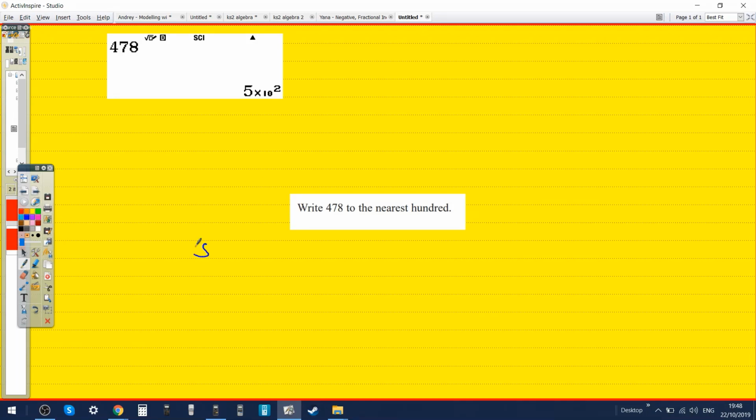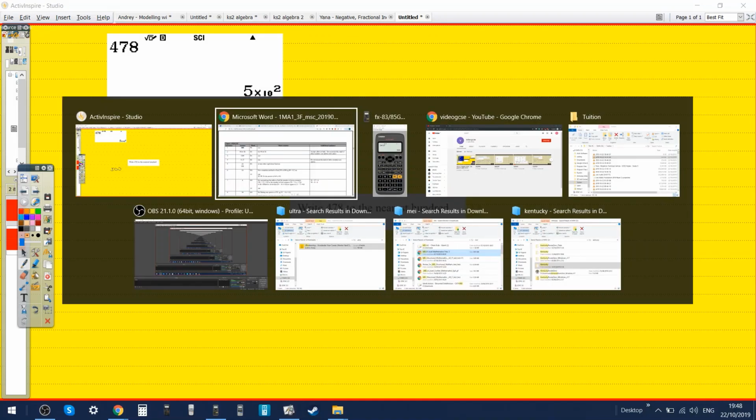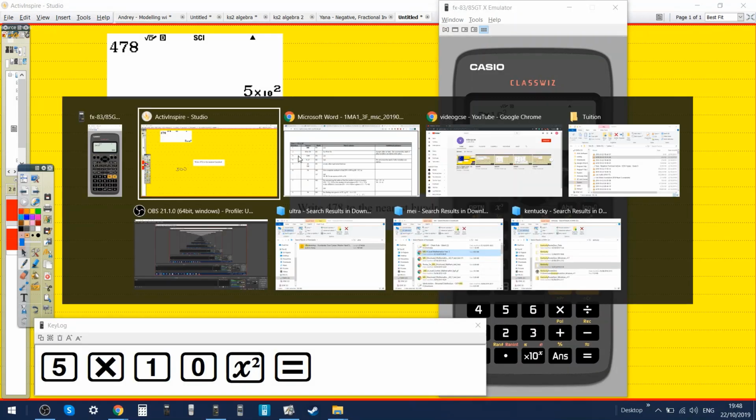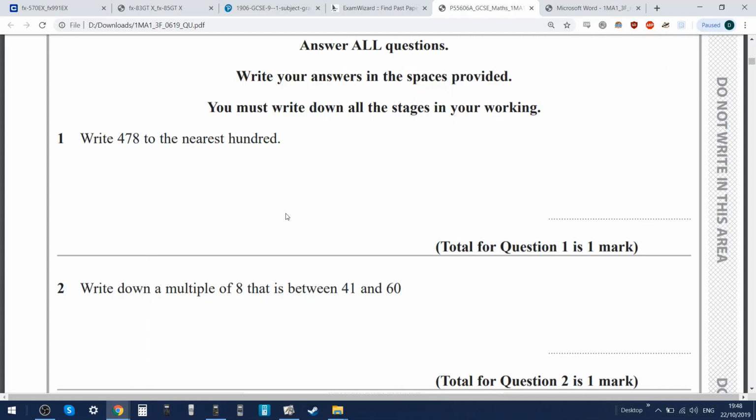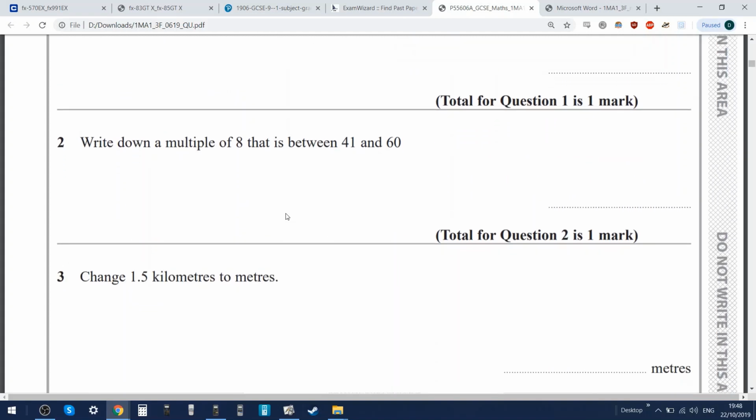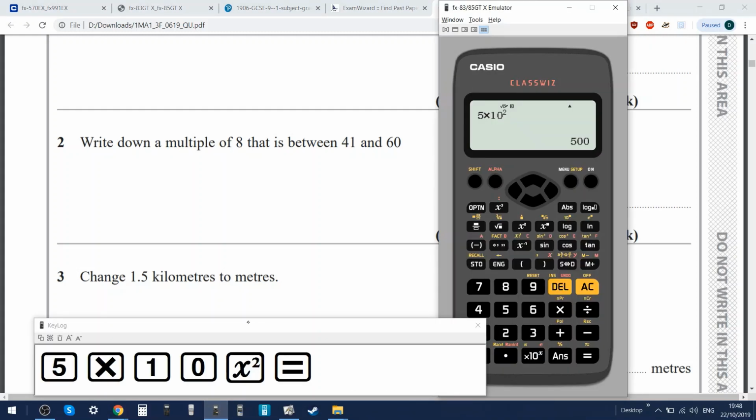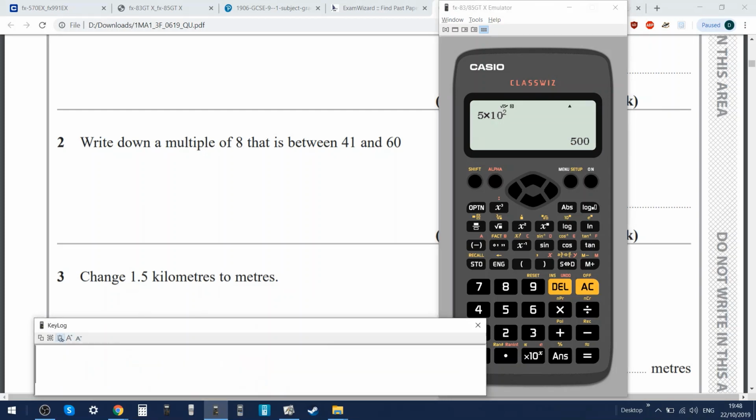500. Right. Question 2. This question is probably easier to just know the answer, but I know nothing. Question 2. Write down a multiple of 8 that is between 41 and 60. How do you even do that? I don't know my times table. Here's how I will do it.